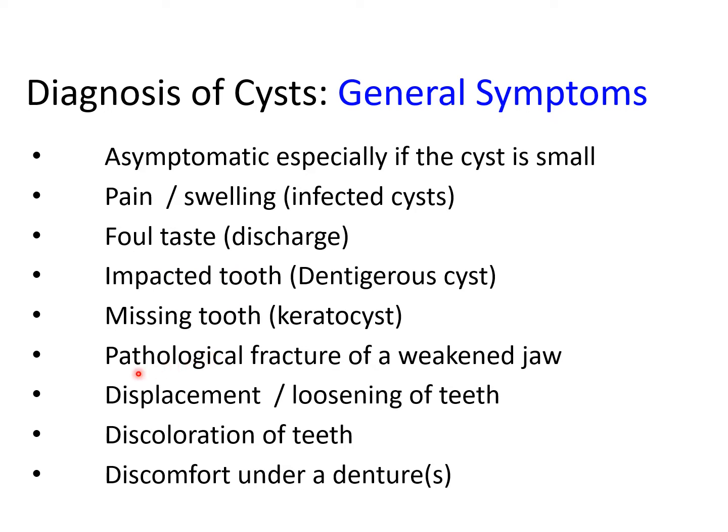Pathological fractures may be associated with large cysts which encroach on the lower border of the mandible. Displacement and loosening of teeth is also associated with a variety of cysts, particularly dentigerous and radicular cysts. Discoloration of a tooth might be indicative of loss of vitality and is especially recognized with radicular cysts. And finally, discomfort under a denture might be the initial presentation of a dentigerous cyst or a residual cyst in the jawbone.